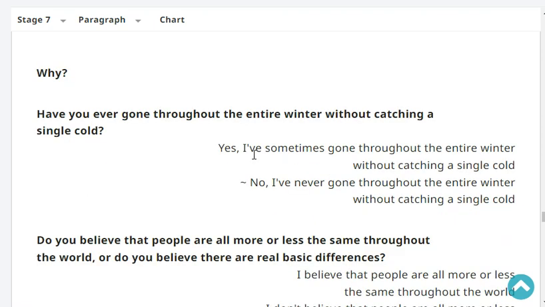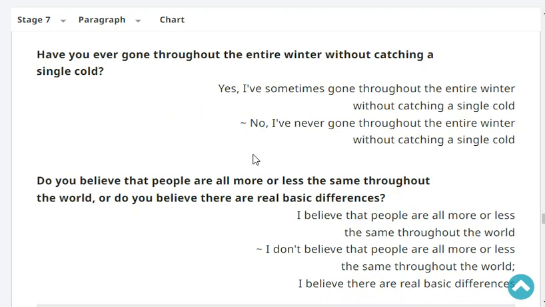Okay, very good. Have you ever gone throughout the entire winter without catching a single cold? Yes or no? Yes, I've sometimes gone throughout the entire winter without catching a single cold.